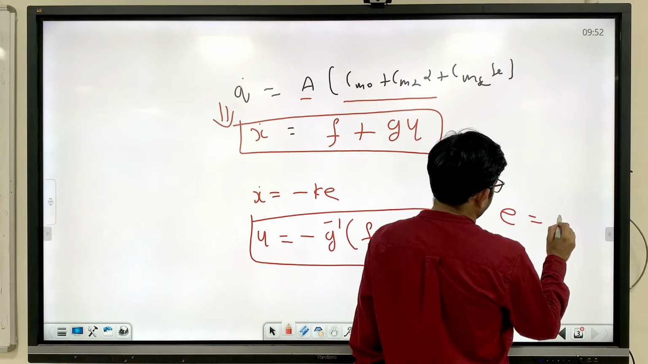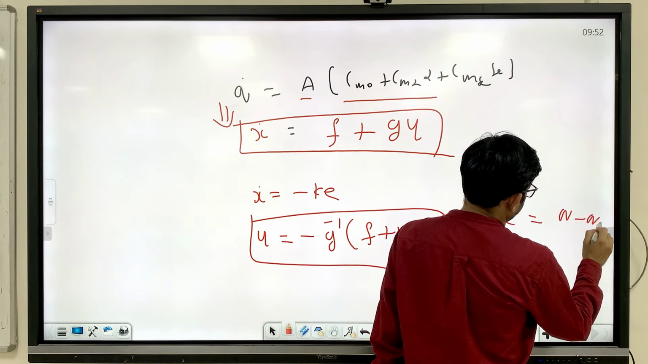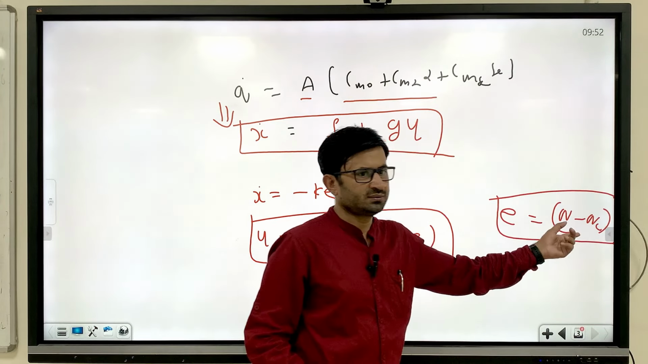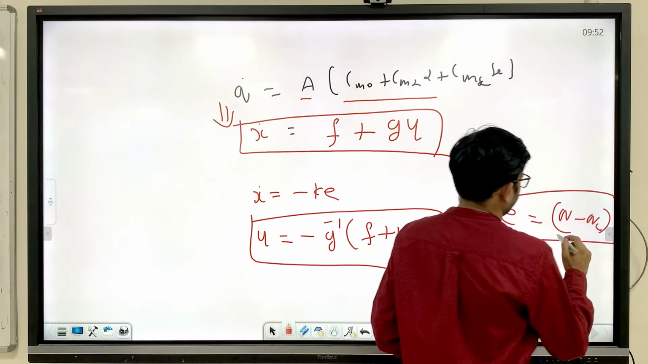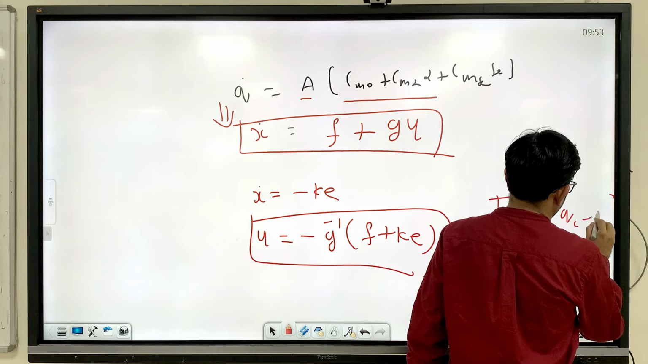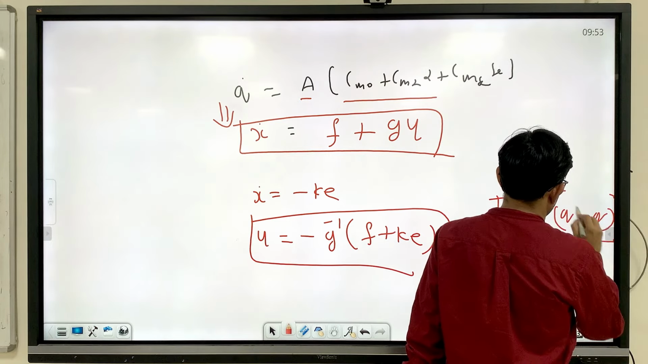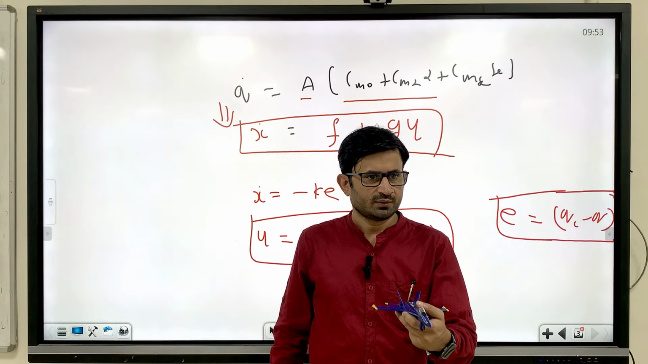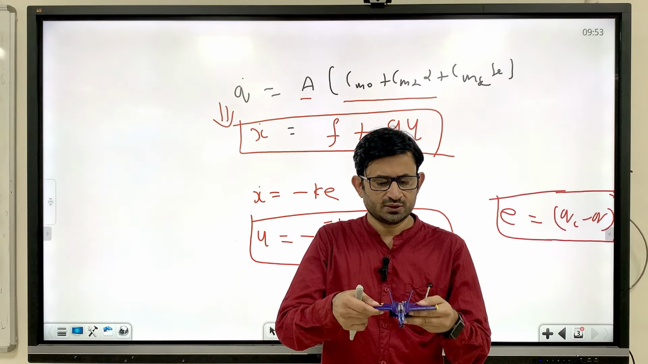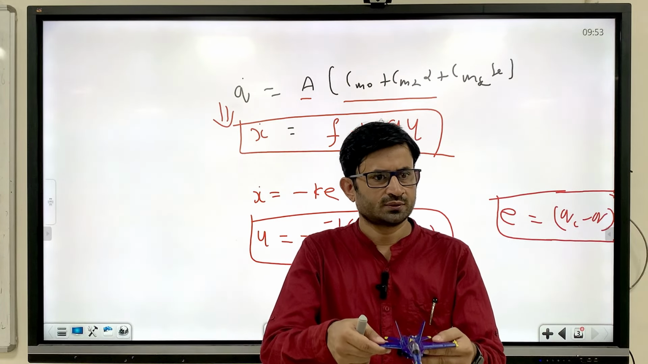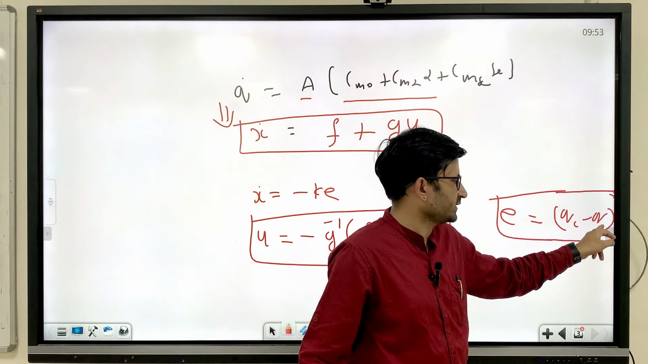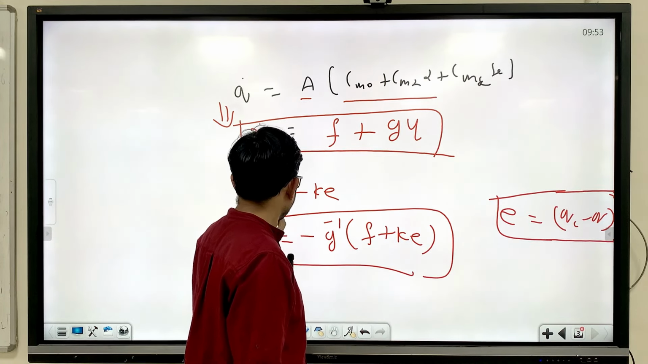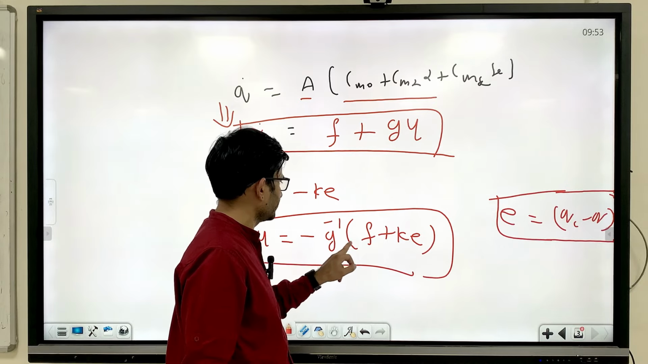And what is E? E you can write as Q minus Q command, or Q command minus Q. So your Q command is 0. I want to stabilize my pitch rate. That means I want to attain 0 pitch rate. I want to fly like this, no pitch rate, so I will command 0. And Q is the actual value from which I am taking feedback. This is the error. If I multiply by the gain, it will become the H dot. And finally, if you put it in, you will get U equal to minus G inverse (F plus K E).